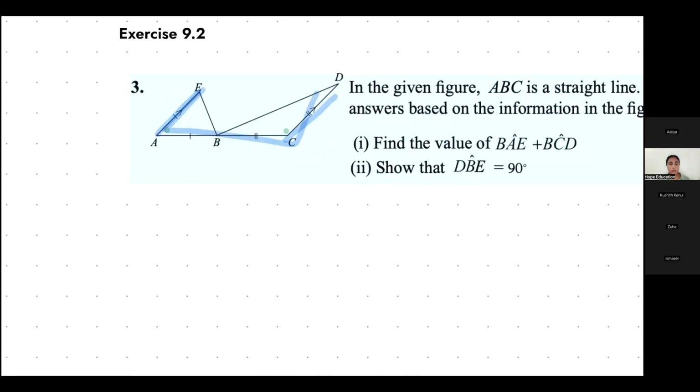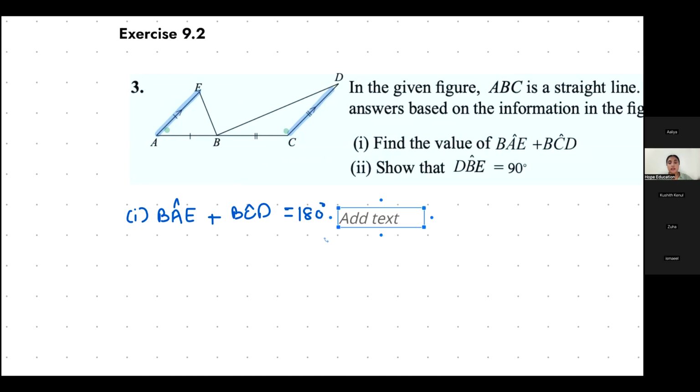So yes, I'll quickly write this. BAE plus BCD equals 180. You can directly write it, but you have to write the reason properly. Reason: allied angles between parallel lines. Is that clear?